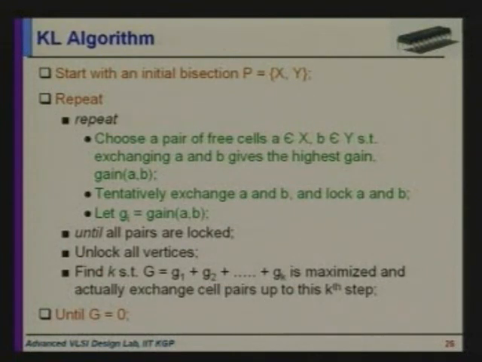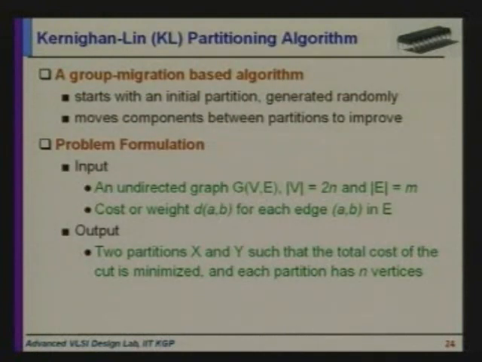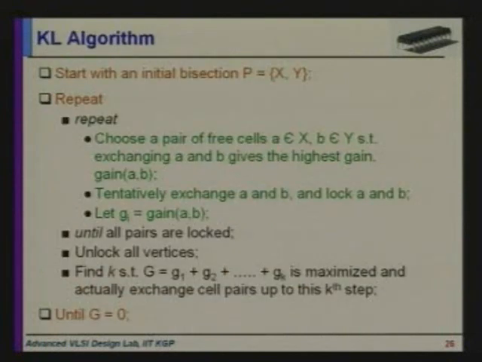So, we first come to the Kernighan-Lin algorithm. The problem we are trying to solve is this, not the complete partitioning problem, right. We are given a vertex set containing 2n vertices, an edge set containing m edges, and the cost or weight of each edge, okay. And we want to generate two partitions such that the number of vertices is equal and the cut size is minimized, right.